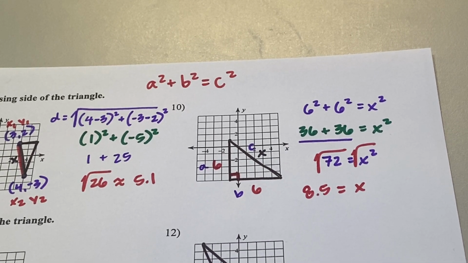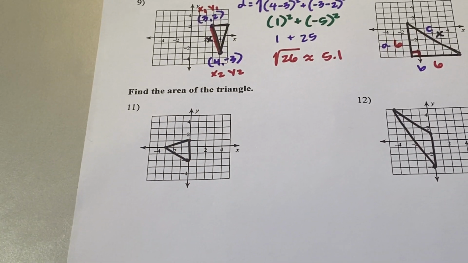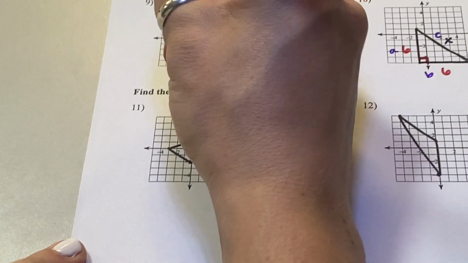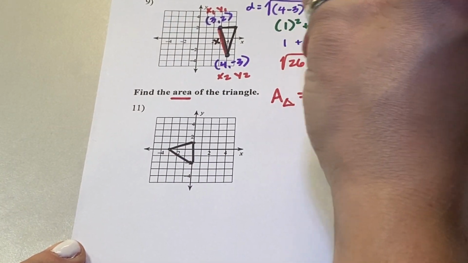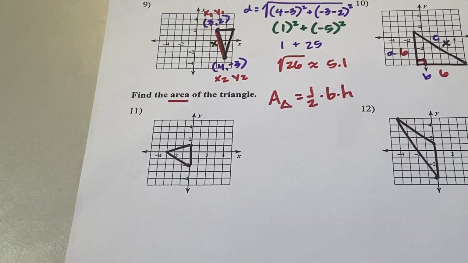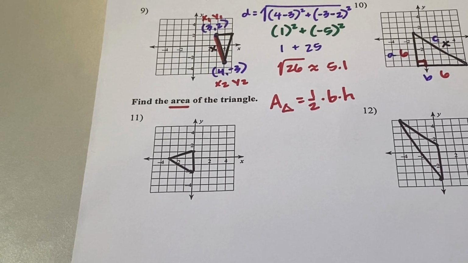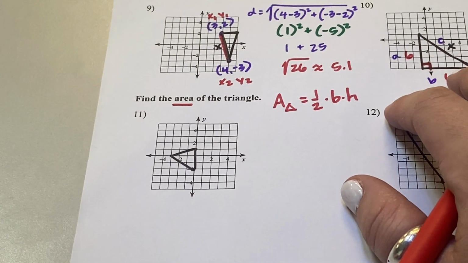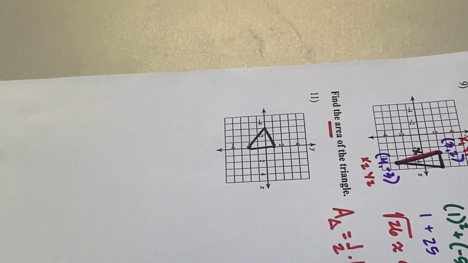Okay, numbers 11 and 12. It's asking us to find the area of the triangles. This is just like number 2 on our starter. The area formula, area of a triangle, remember it's 1/2 times base times height. Looking at number 11, can we find, just like on our starter, the base and the height just by looking at our triangle? Yeah, we can, right? To find the base, I want it to be completely flat, where I can just count the spaces. I can just move my triangle like that.